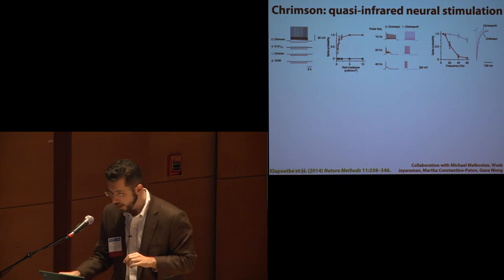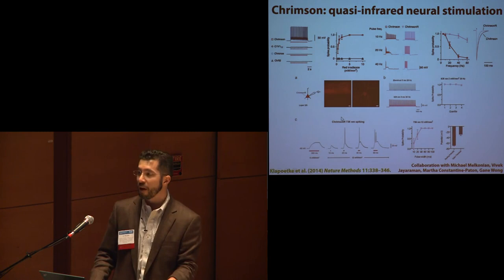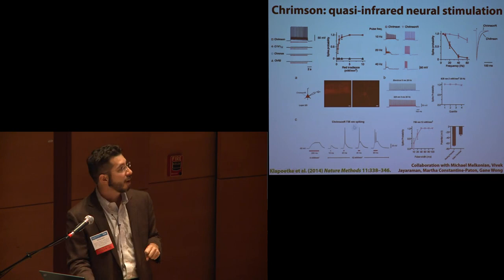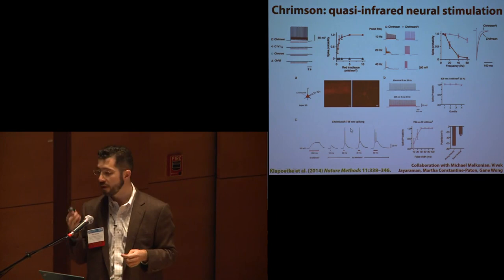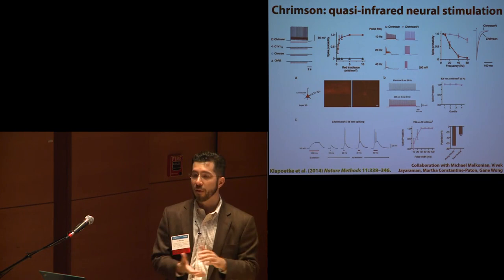So Nathan Klapoetke, when he was in the group, worked on screening over 1,000 plant genomes, including over 100 algae. And we found a molecule that we called Chrimson, which can respond to 735 nanometer light, red or nearly infrared light, 100 nanometers redder than this laser pointer. And so people are now using this to activate large volumes because you can shine red light and it'll go deeper into the brain or the body than other colors of light.